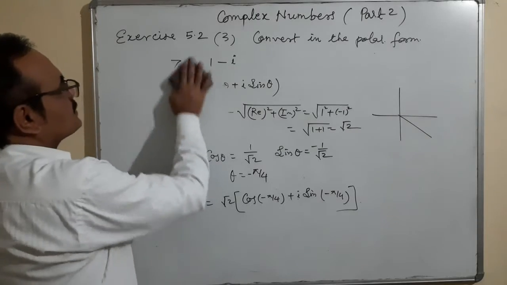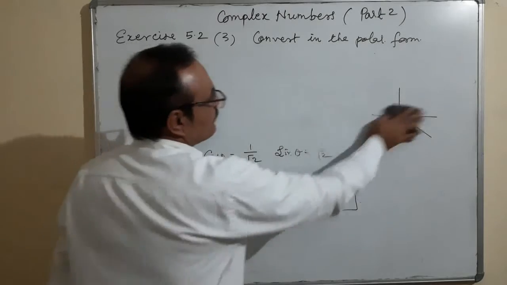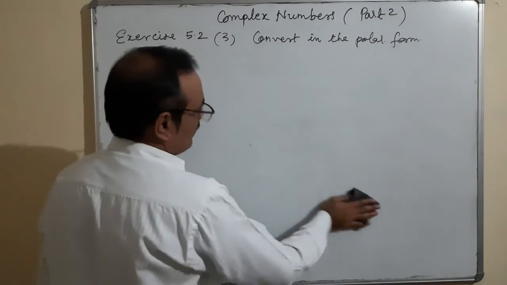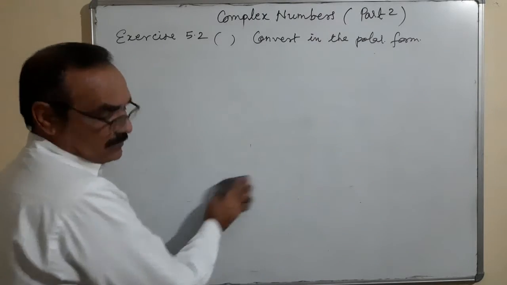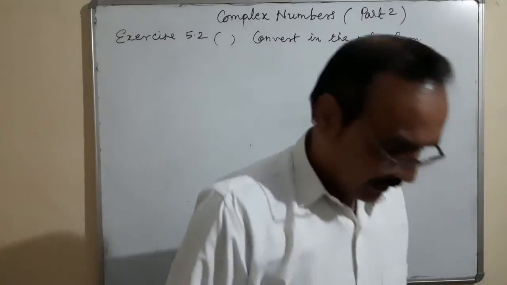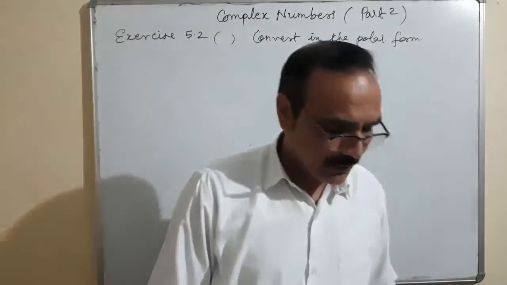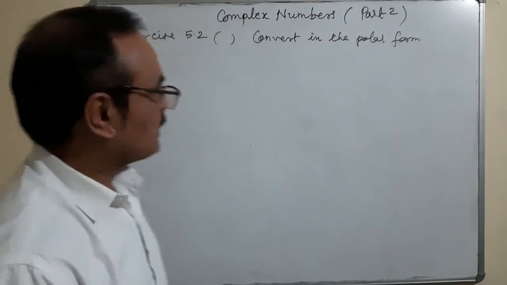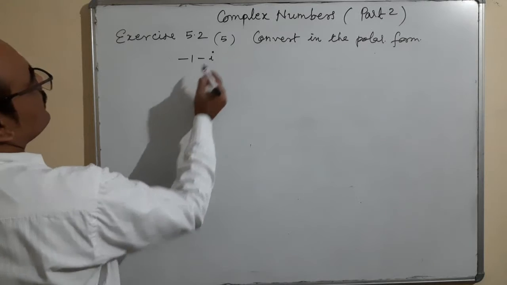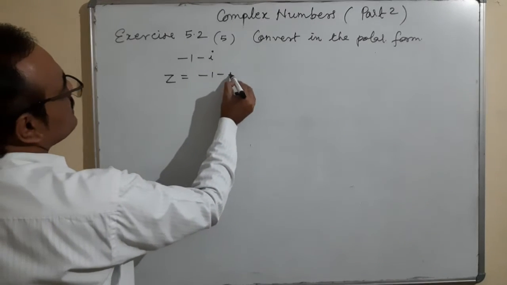This is the trigonometric system in the Cartesian plane. One or two questions I am taking from this exercise. Question number 5: minus 1 minus i. So Z is equal to minus 1 minus i.